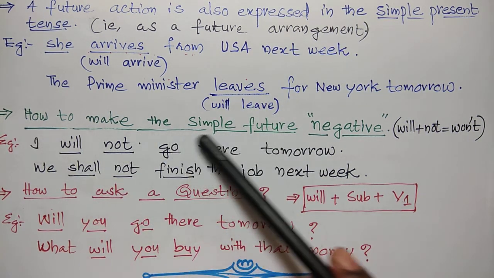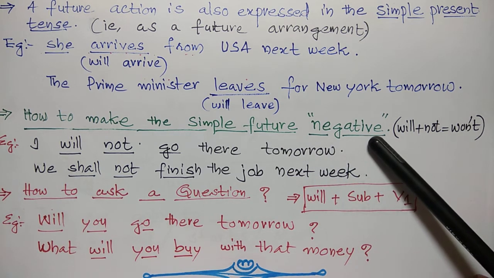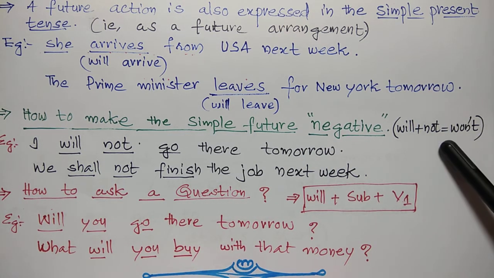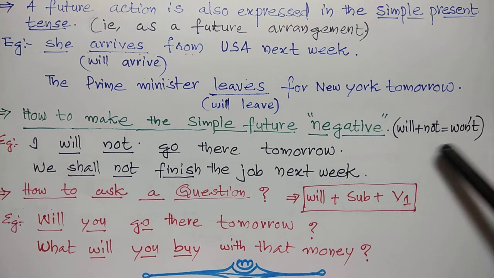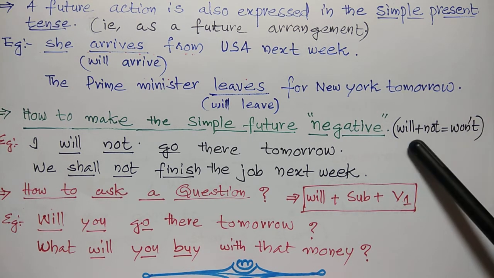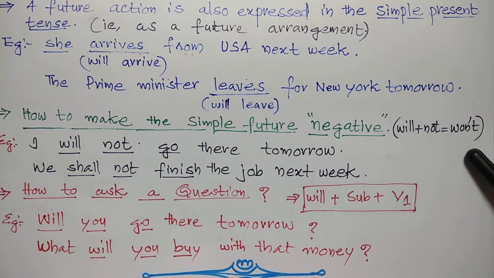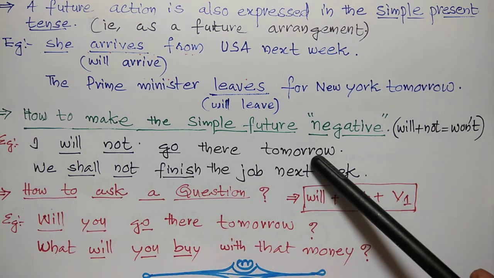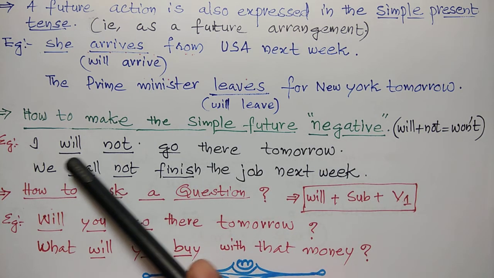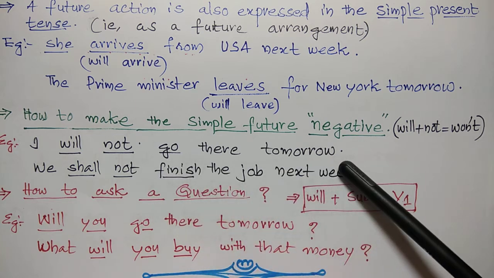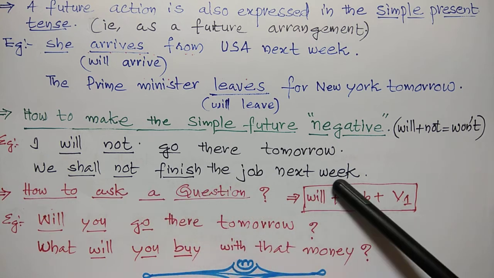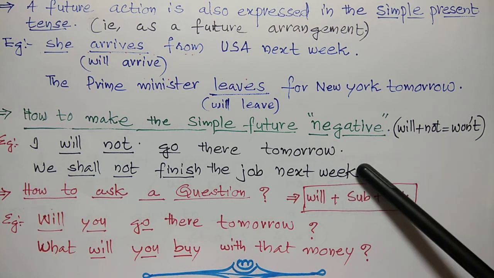Next, how to make the simple future negative. An assertive sentence can be changed into a negative by using "will not." Won't is the short form of will plus not. I will go there tomorrow. That is an assertive sentence. We are changing it to negative: I will not go there tomorrow. I shall not finish the job next week. So these are negative forms.